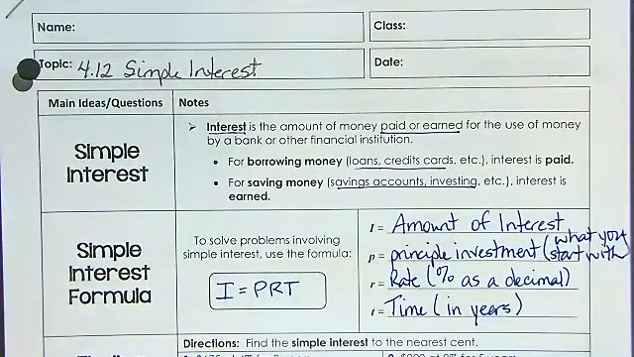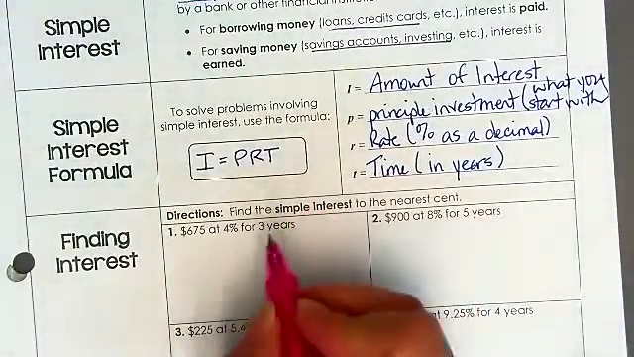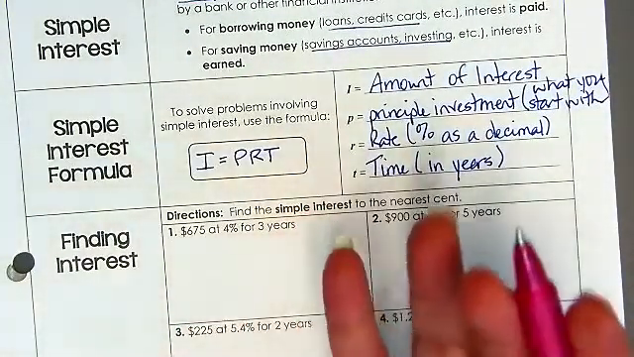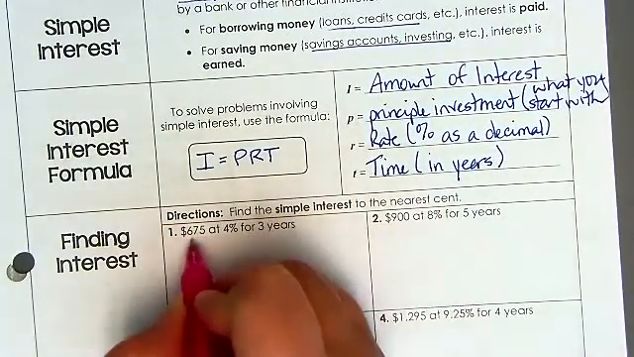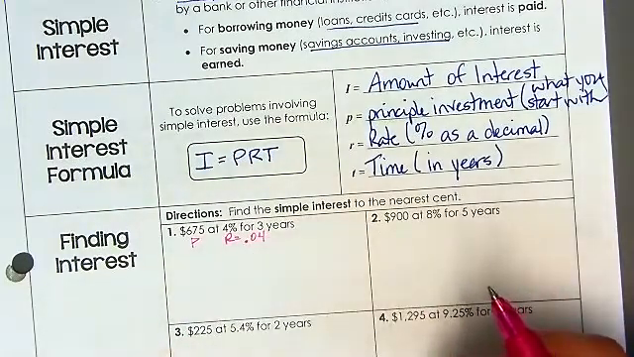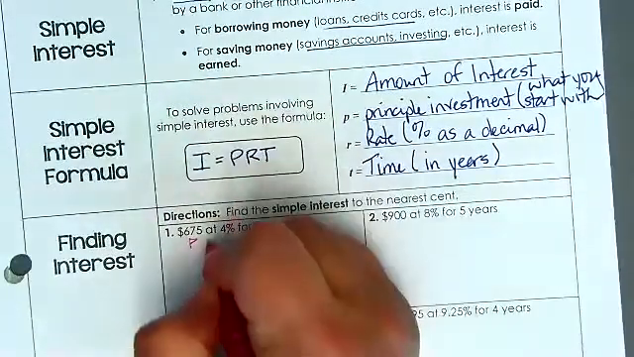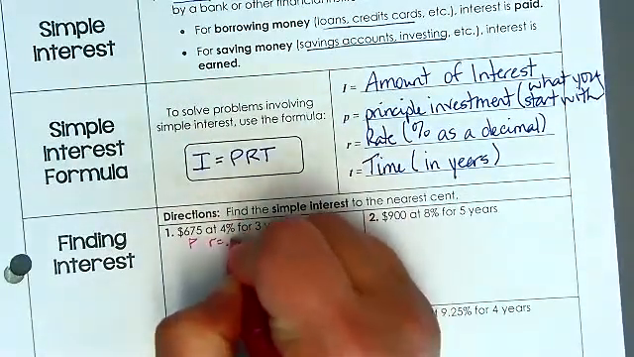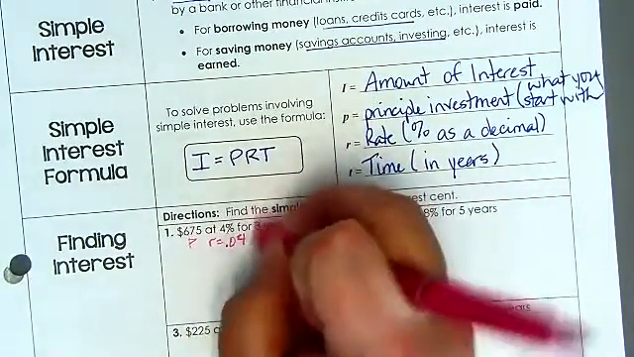Okay, let's work some examples. Number one, for these problems we're just finding the simple interest amount. So I need to label what my numbers are. The 675 at 4% for 3 years. This is my P, this is my R, but remember that has to be rewritten, so my R is 0.04 and my 3 is my T.